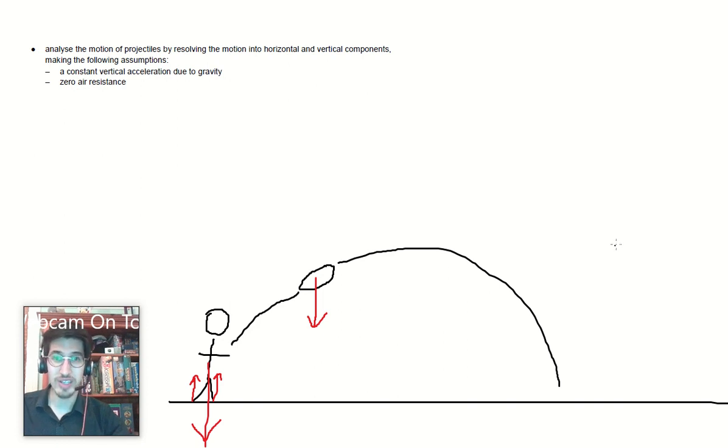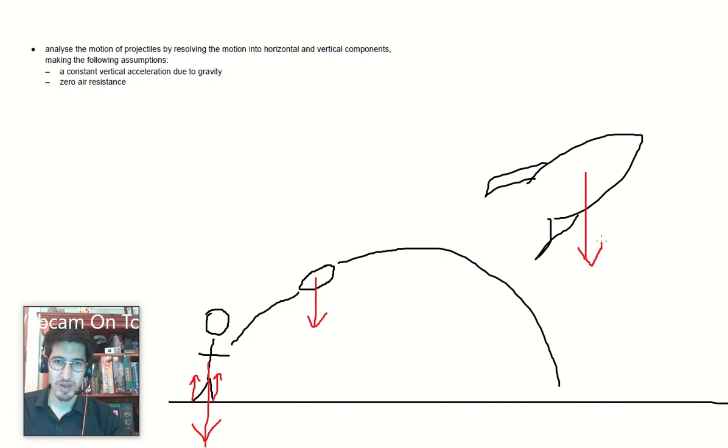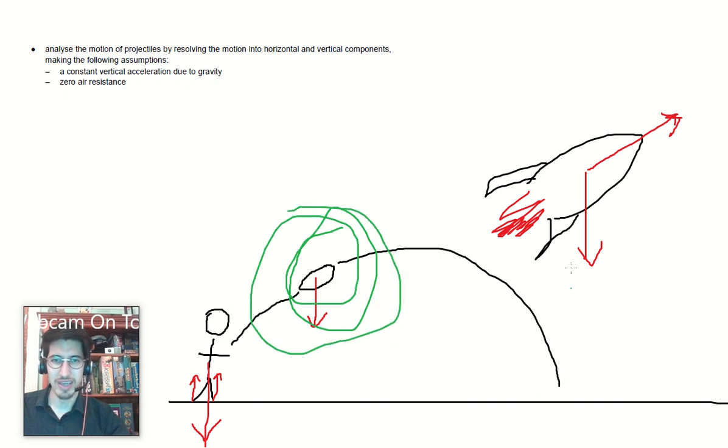It's not any object in the air. Some objects in the air are not projectiles, such as a rocket, because yes, the rocket has the force of gravity pulling it down, but also due to its engines, it has its own thrust propelling it forward as well. So out of all of these ones, only the ball in the air is a projectile.